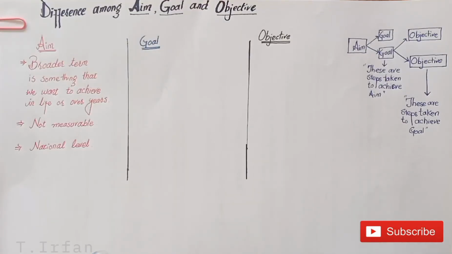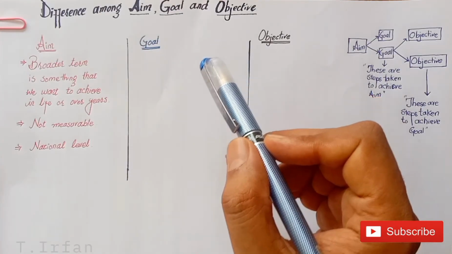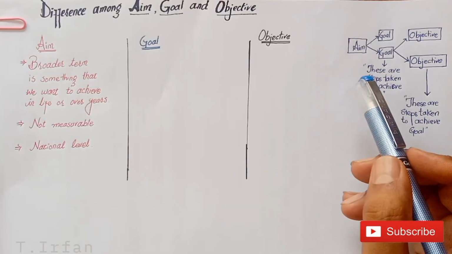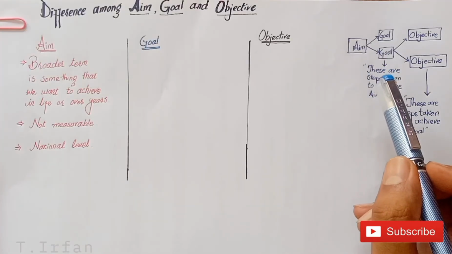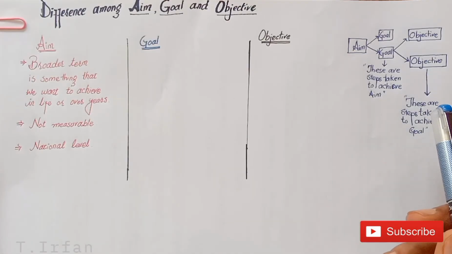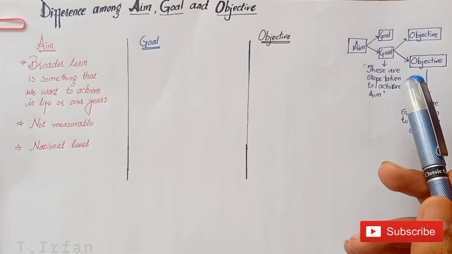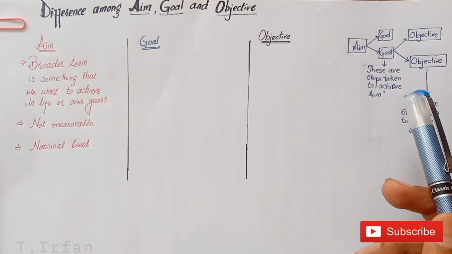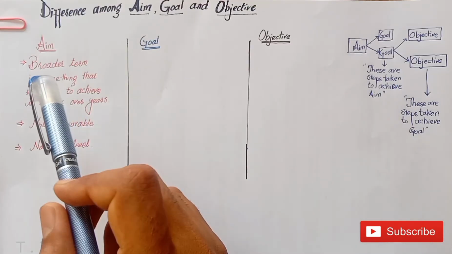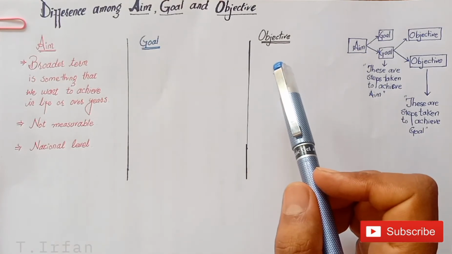Hi, in this video we are going to discuss the difference among aim, goal and objective. These three terms are closely related to each other. To achieve the aim, we set the goals, and to achieve the goal, we set the objective. Or we can say that objectives are the steps taken to achieve the goals, and the goals are steps taken to achieve the aim. After this, we can also say that aim is a broader term than goal, and goal is a broader term than objective.